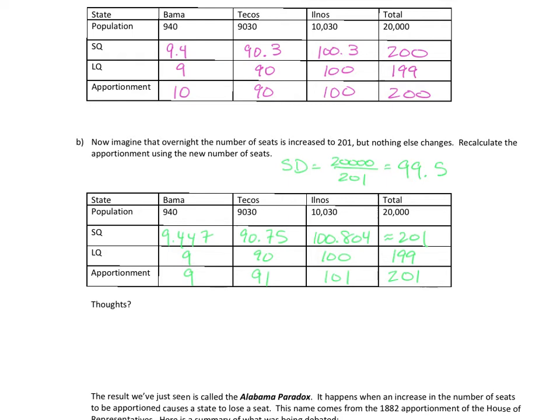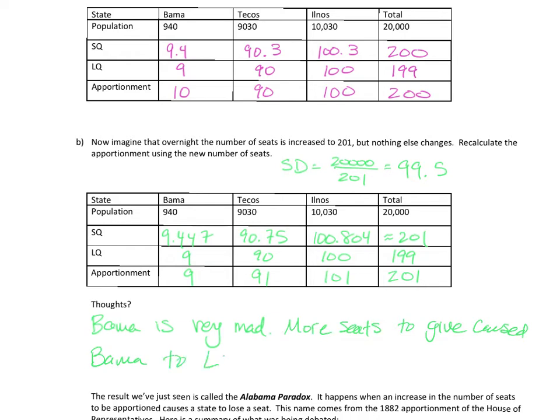Okay, so thoughts are that Bama is very mad, right? Because when there were only 200 seats to give out, Bama got 10 seats. Now there's another seat. There's more seats to go around, and Bama lost a seat. Bama gets fewer seats when there are more seats to give out. More seats to give caused Bama to lose a seat.